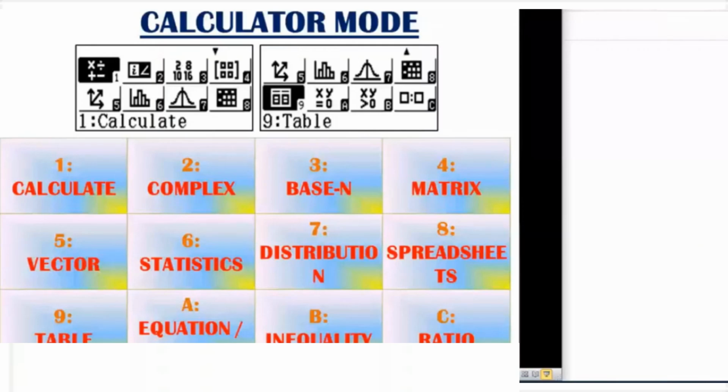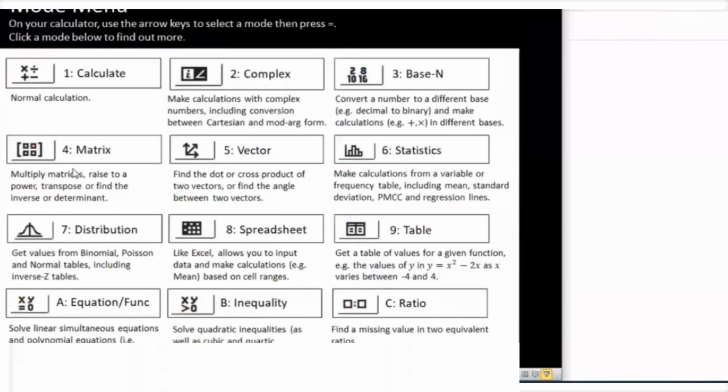More or less, we have covered all the modes in the previous 7 or 8 episodes that we conducted, and we went into the nitty-gritties of what can be done in which mode. For your further comprehension and clarity, I have also written the details of what each mode does. On your calculator, use the arrow keys to select a mode, then press equals. Click a mode below to find out more.